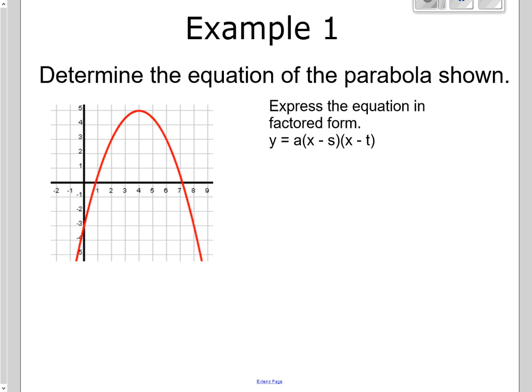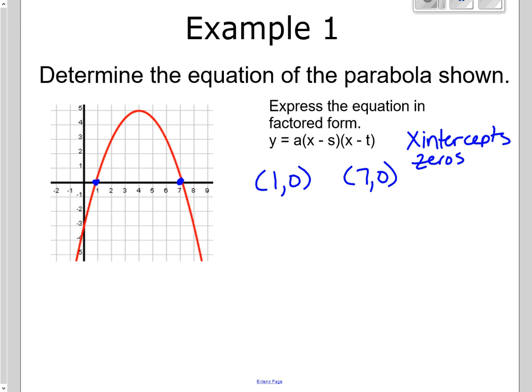Okay, so here we have a parabola. It opens down, and it wants us to express the equation in factored form. The nice thing about factored form is it tells us the x-intercepts, or the zeros of our parabola. So the first thing I'm going to do is look at my parabola and try to determine where my x-intercepts or zeros are. Now, they're not exact here, but they're pretty darn close. So let's say we have one x-intercept at (1, 0), and the other x-intercept at (7, 0).